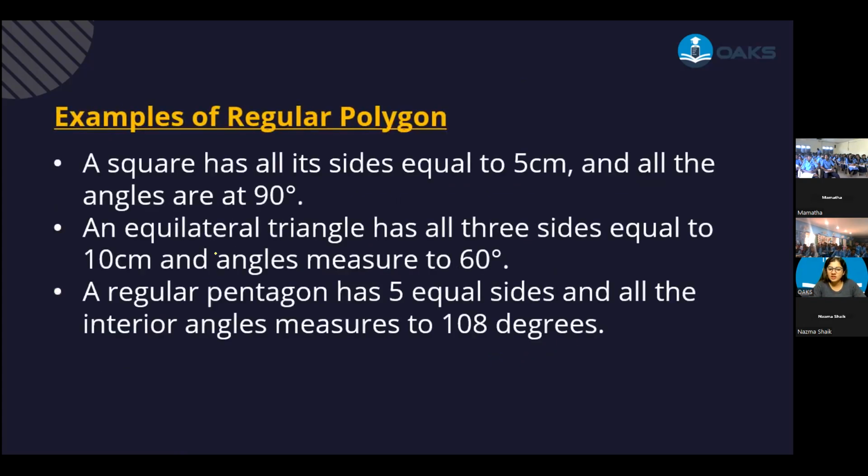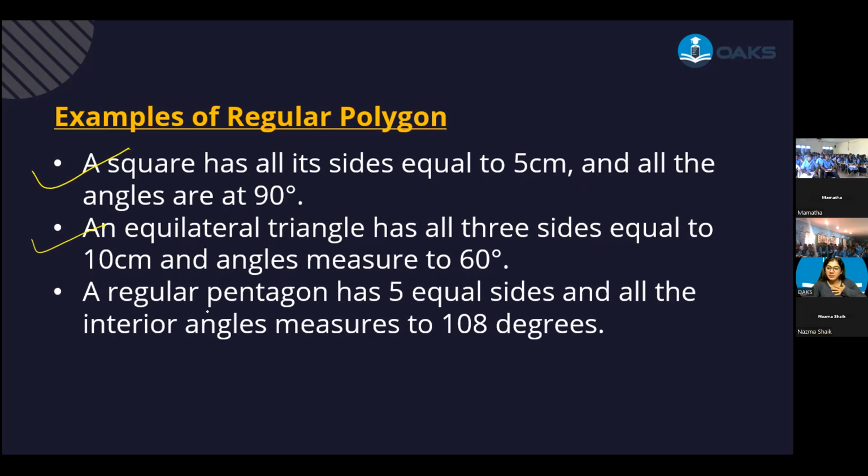Now I am telling you some examples. A square that has all sides equal, suppose 5 centimeter, and all the angles are 90 degrees. The second is an equilateral triangle that has all 3 sides equal, suppose 10 centimeter, and the angle measure is 60 degrees. Correct?